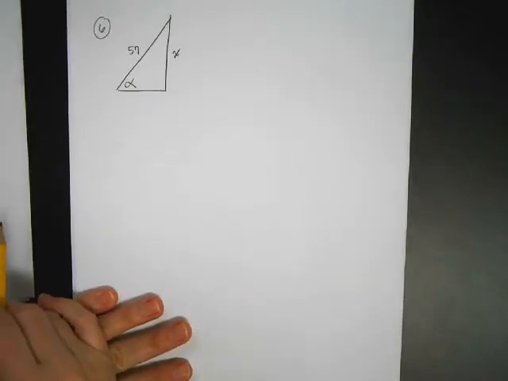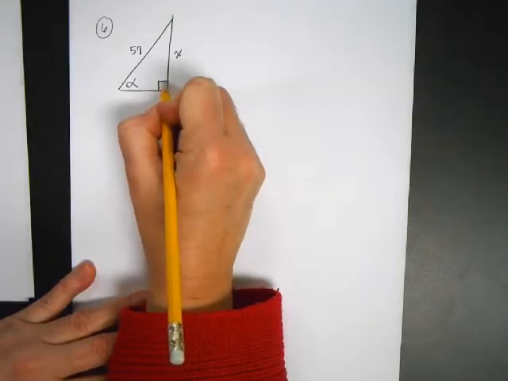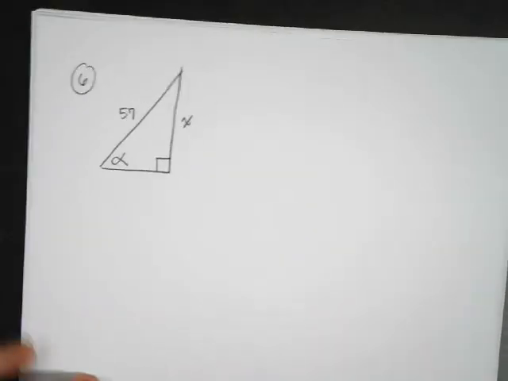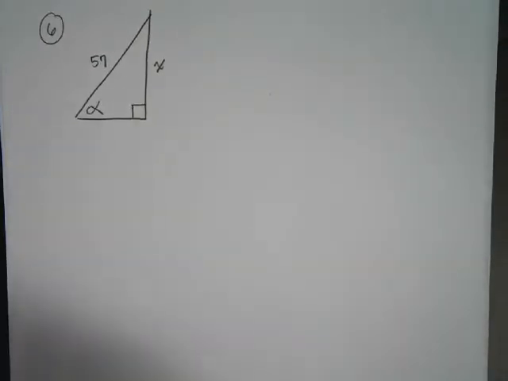For number 6, you need to add a right triangle right here. I forgot to put the symbol for the right angle, so please add that. You can only use trig when you're dealing with right triangles. And the arc is already there.